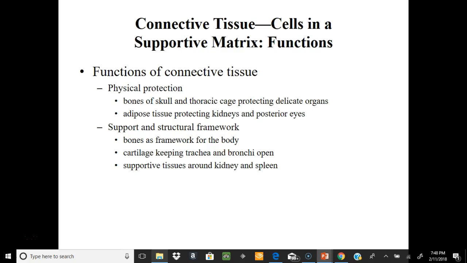Support, so bone provides the framework for the body, so it is definitely supportive. Cartilage provides framework as well, so in our nasal cavity, we have cartilage in it. Our ear is cartilage, and the fetal skeleton is composed of cartilage, predominantly cartilage initially. So it gives a lot of support.